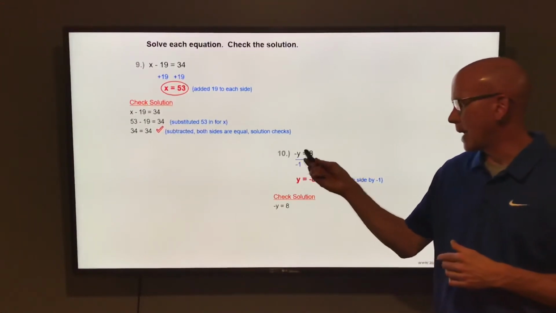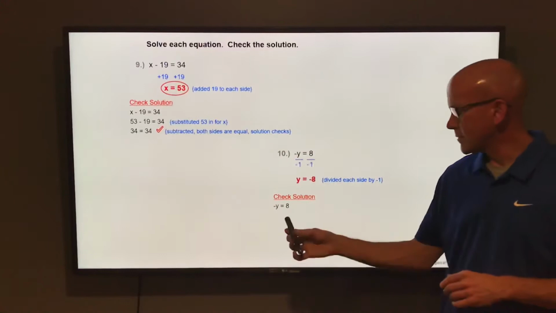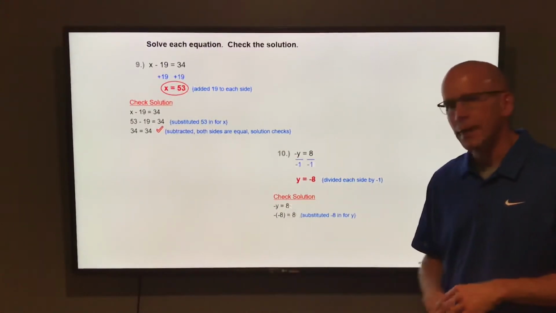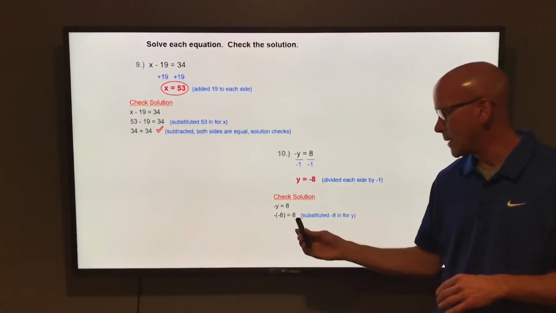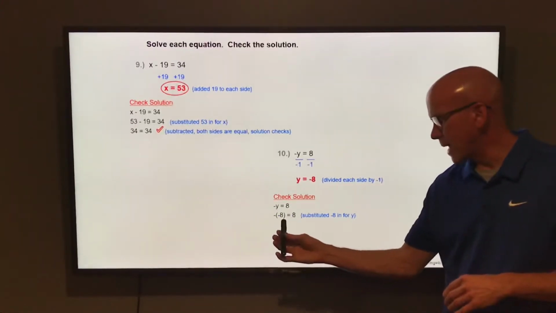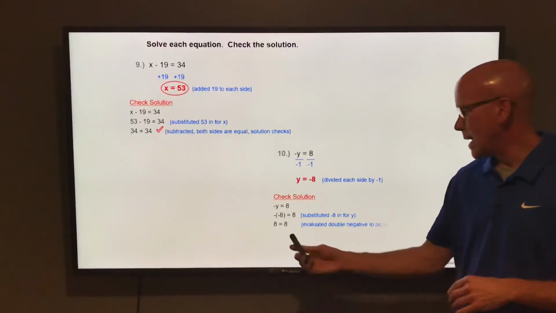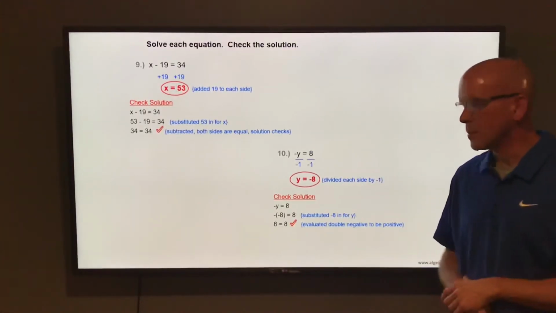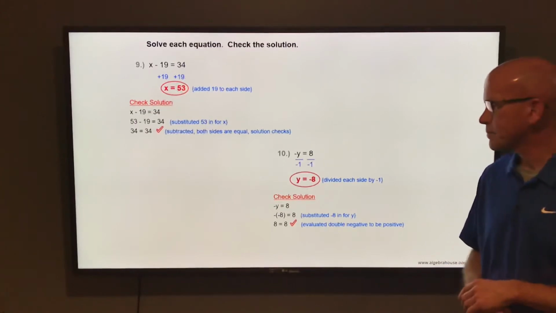Substitute negative 8 back in for y. Watch this negative sign. When you substitute negative 8 back in for y, don't forget it's the negative of y. So it would be the negative of a negative 8 equals 8. And two negative signs back to back, that makes a positive. 8 equals 8. So we got a true statement. And that means we do have the correct solution, y equals negative 8.